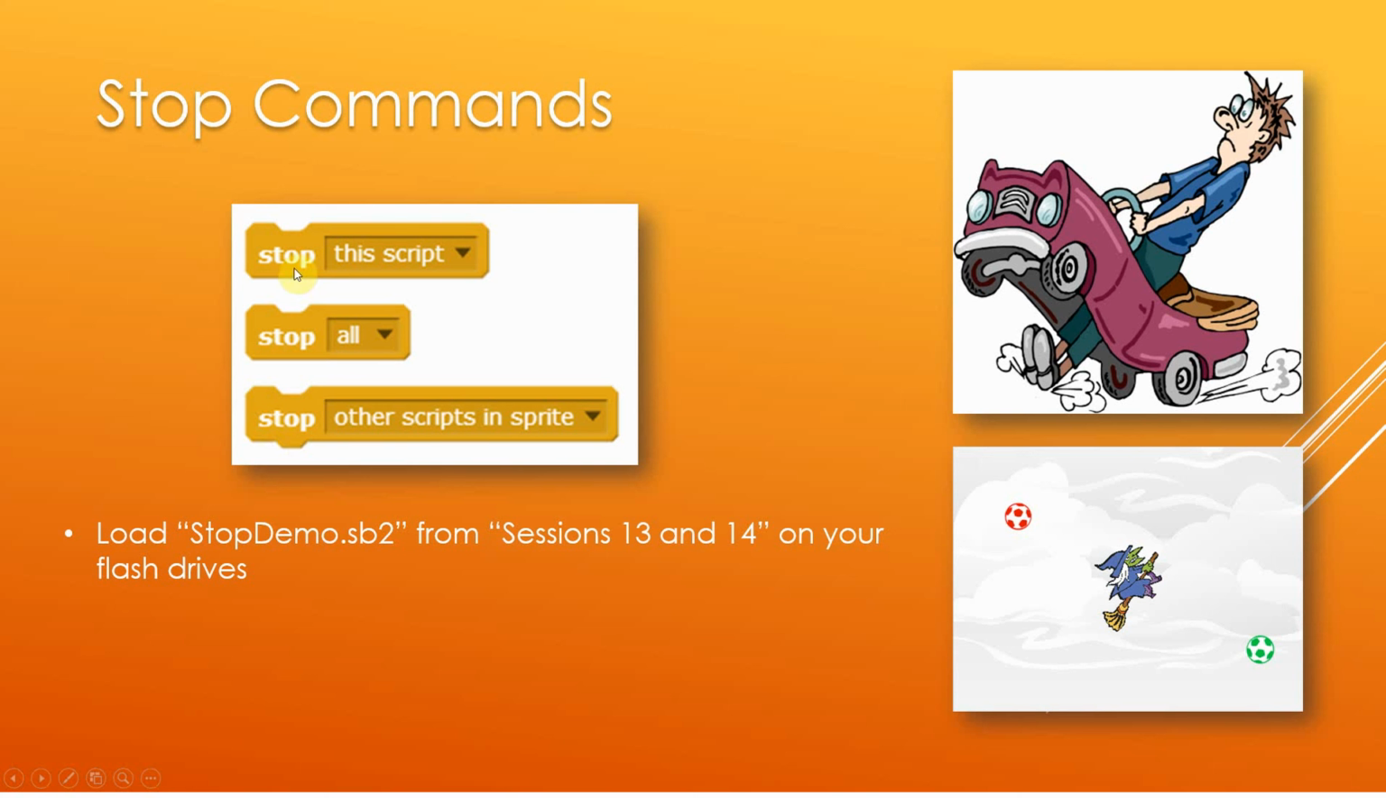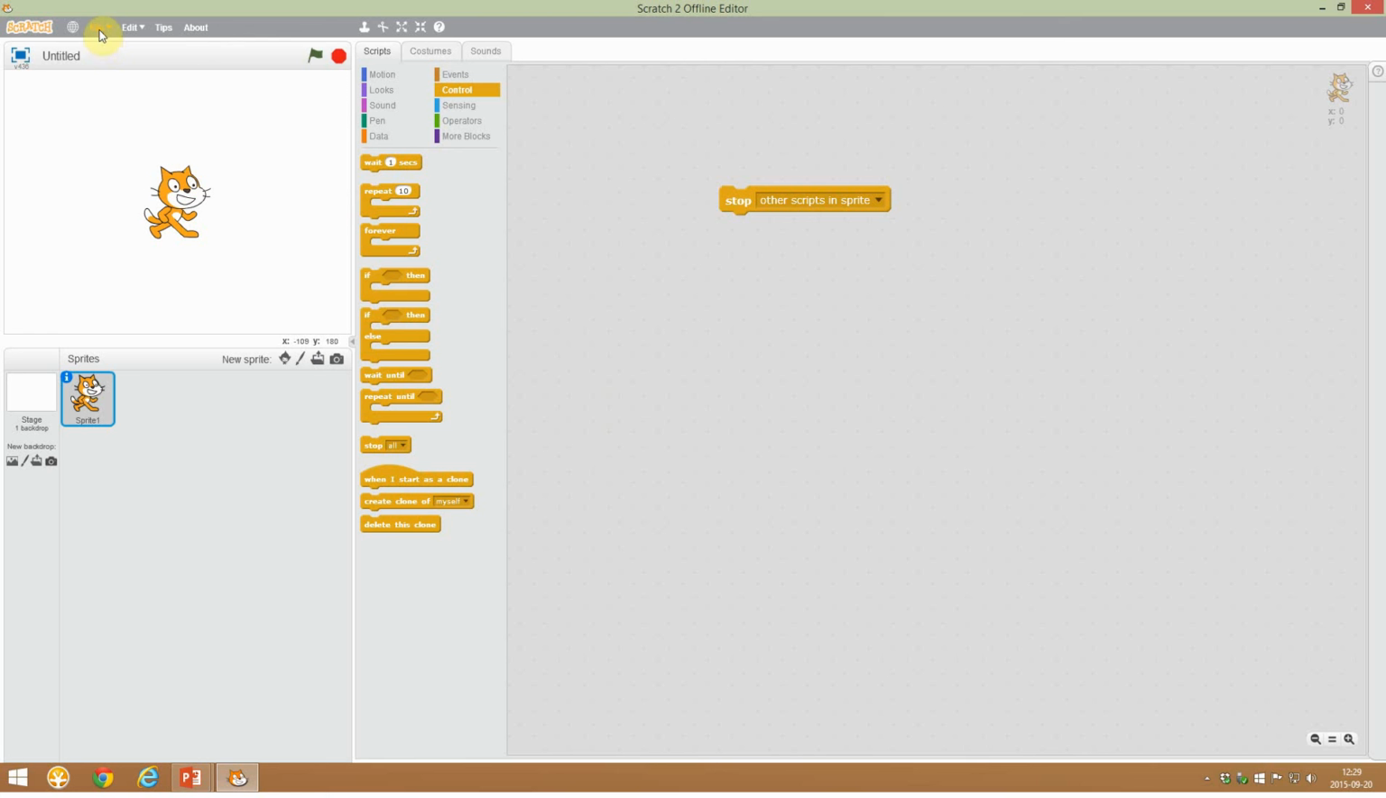The first two don't have a bump underneath them. When you don't have a bump underneath, it means you can't add more blocks below that block. So if you call this stop this script or stop all, you can't call any blocks beneath it. If you call the stop other scripts in Sprite, then you can have other blocks underneath the script. So let's go and load up the stopdemo.sp2 from your sessions 13 and 14 folder on your flash drive.